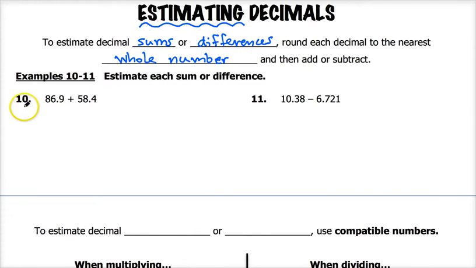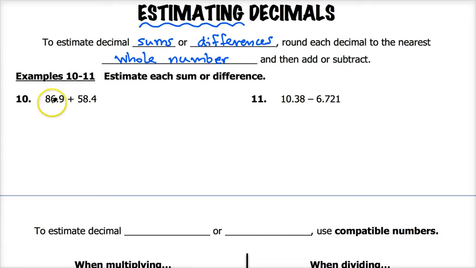So here I'm asking you to estimate number 10, 86.9 plus 58.4. I'm not asking you to give me the exact answer. In fact, on your homework, if you give me the exact answer when the directions say to estimate, you'll actually get it wrong. Okay, the whole point of this is to practice using your mental math a little bit, or at least practice using your estimating skills.